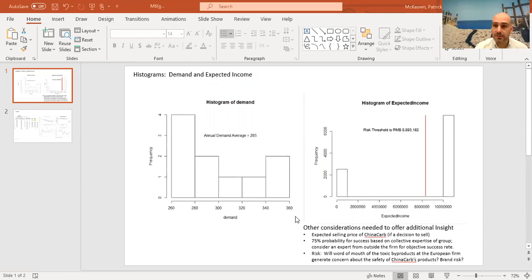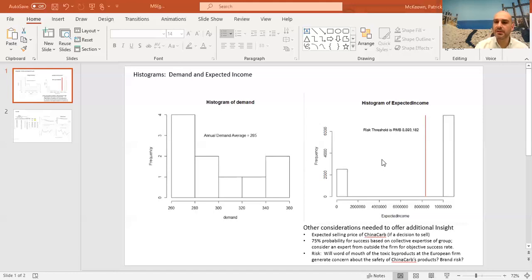There are a couple of inputs that are important for our model. On the left-hand side, we've got a histogram of demand. We know from 2008, demand was 350 tons, which is what China Carb sold. And then in 2009, that was 200 tons. Using a run-if function, we developed an average of 285 tons per year. That's an important input for our model.